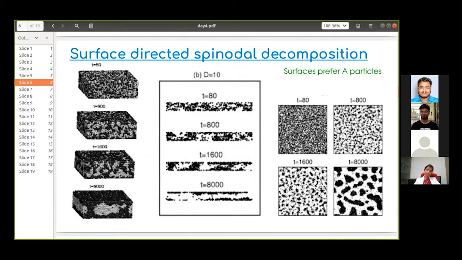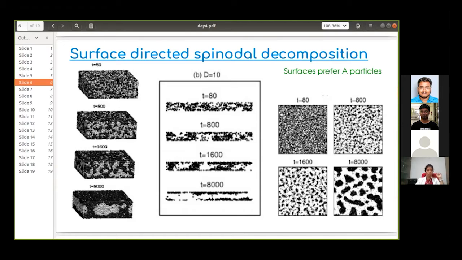In the first picture, I show you the snapshots during this non-equilibrium process as a function of time. It starts from time t equal to 80, 800, etc. By the way, in this picture, the top surface and the bottom surface both prefer the A type of particles, which are marked by the black color. The gray color corresponds to the B type of particles. Initially, you see that it's more or less still homogeneous. There is not really any very prominent layering formed yet.